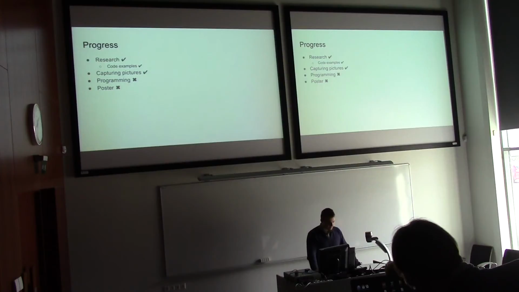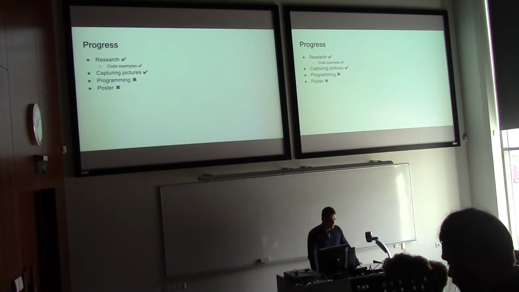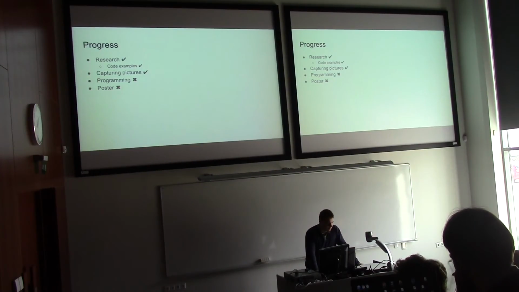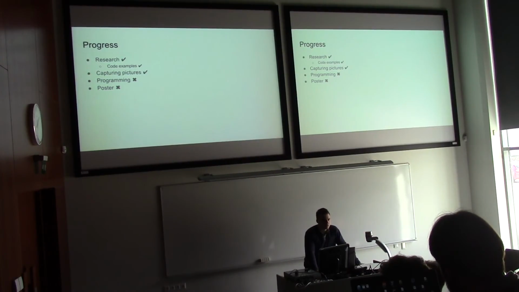Our progress: I believe that most of our research is done. We have found some code examples. This number plate recognition was done mostly by combining different codes, and it seems to work for us. We captured about 20 pictures or something of cars, and we have to do programming on those. That's it. So if you have any suggestions for ideas.